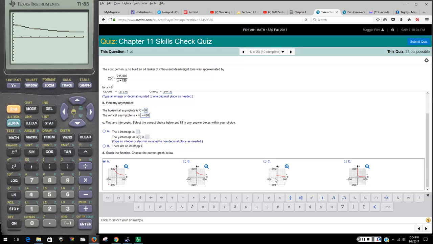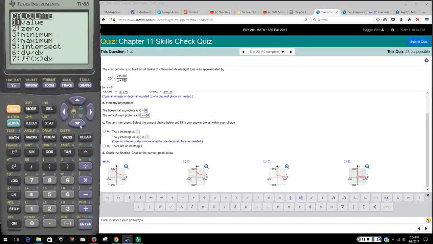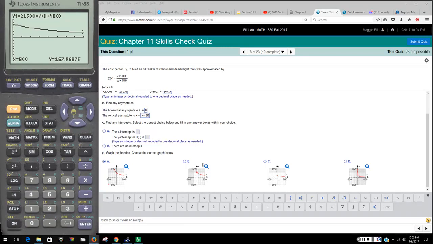If you want to be a little bit more certain, you can actually calculate the value when x is equal to 800 and see that that's about 167, which if you compare here, that's almost on the second hundred mark. So that's much more likely than here, where it looks like it's way less than 100. So we are going to choose graph B.